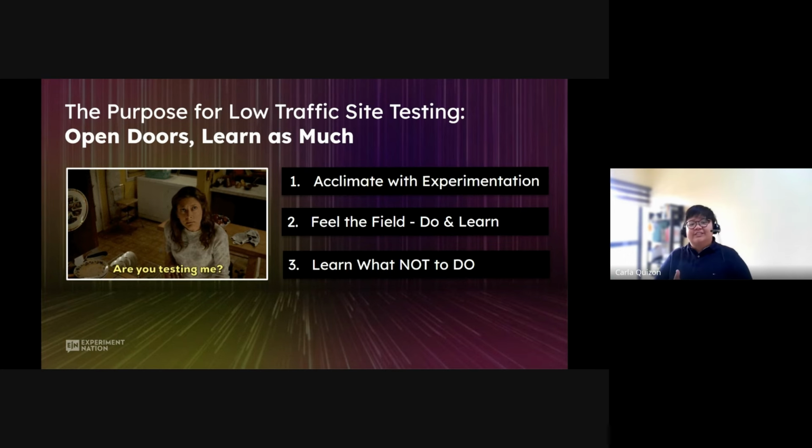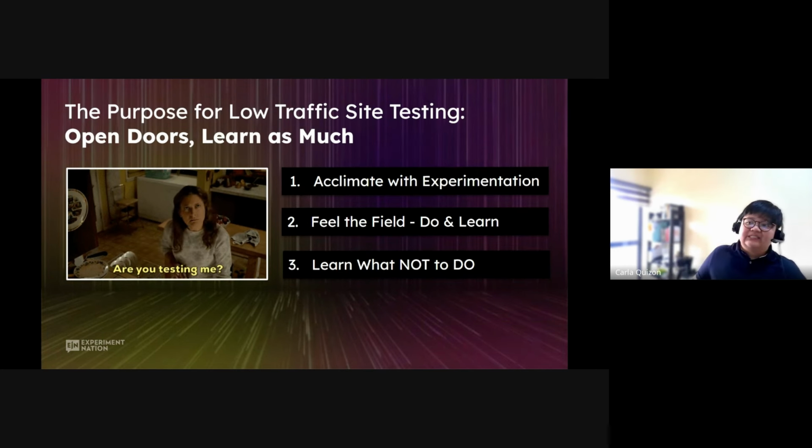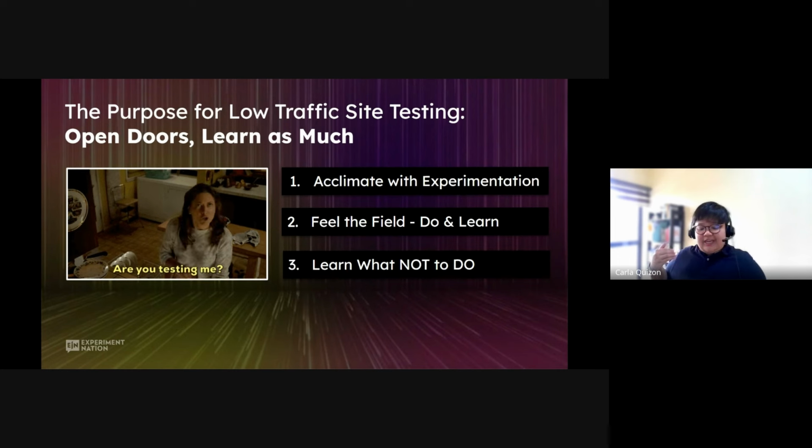We need also our stakeholders or even ourselves to get a feel of the playing field. We need to get our hands dirty because failed tests are still learning. We should want them as much as we want and enjoy winning tests. And because we're saying failed tests are also learnings, essentially, number three is we learn what not to do. This will be our process of elimination.